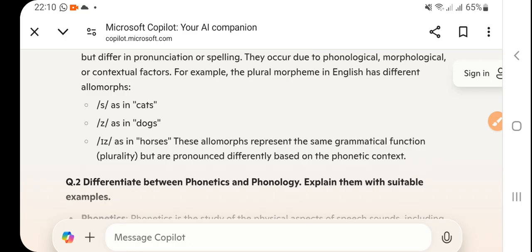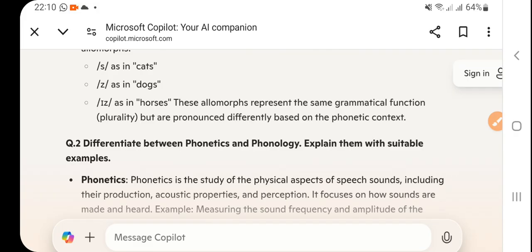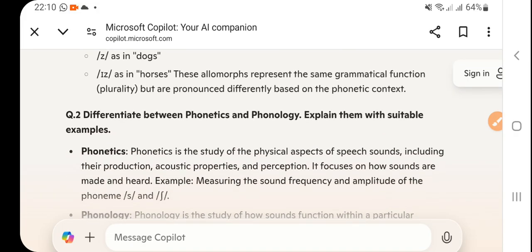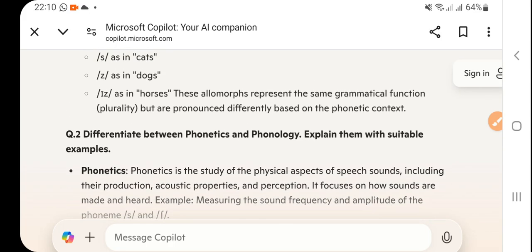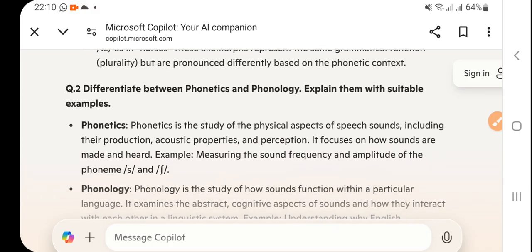For example, phonologically, in cats, after T, S is pronounced in one way, but after G, S is pronounced as Z, a whistling sound, dogs. And after horse, it is ES, pronounced as horses. So these allomorphs represent the same grammatical function, plurality. All are plural forms like cat, cats, dog, dogs, horses, but are pronounced differently based on the phonetic context. Phonetic context is what? That's G, S, T, S, horse, ES, this way. That is called phonetic context.